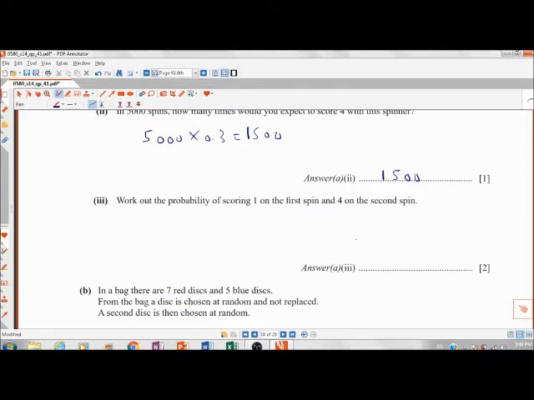Work out the probability of scoring 1 on the first spin and 4 on the second spin. Alright, the first spin is 0.1. The second spin, which is 4, is 0.3. That means it's 0.03. That's the probability.